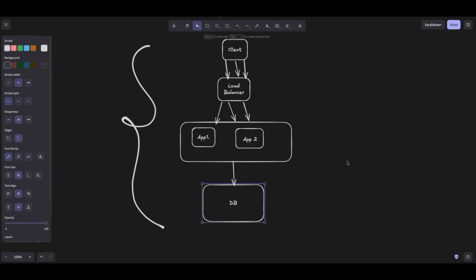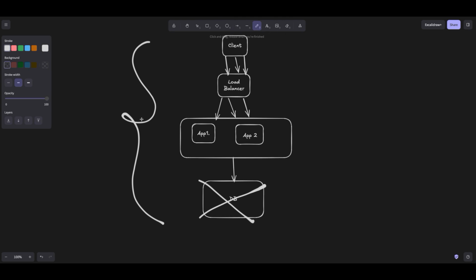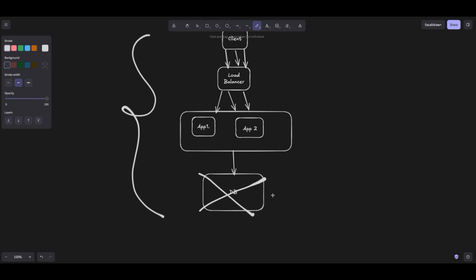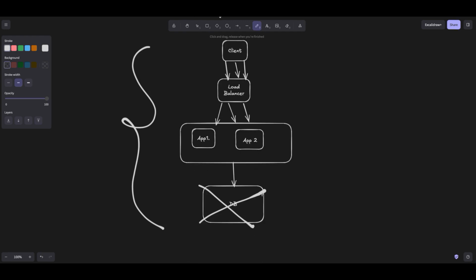Now the problem with a single node is, if something goes down, for example, if this database crashes, then our whole application will crash. This is called a single point of failure. Definition-wise, a single node refers to the presence of a single instance of any component in the system design that, if it crashes, can cause the whole system to go down. Such nodes are called single points of failure. Now for this interview question, we have to avoid all these single point of failure nodes.